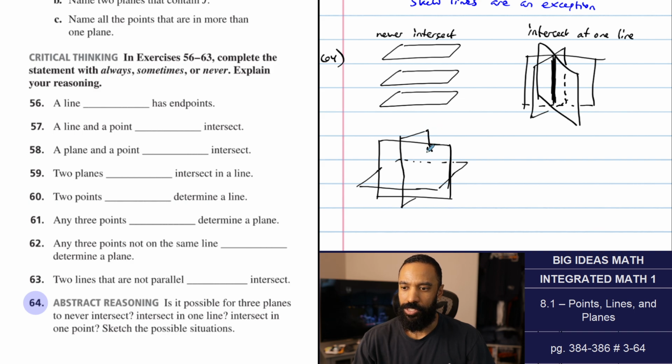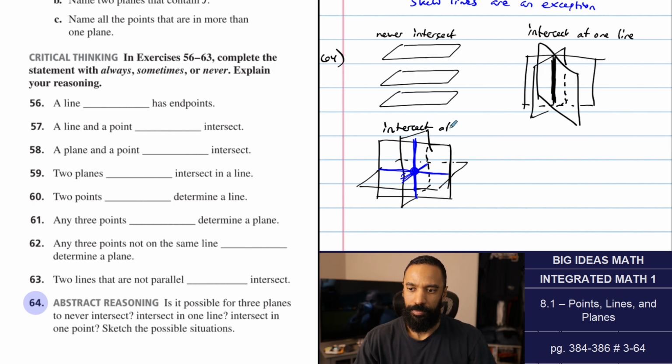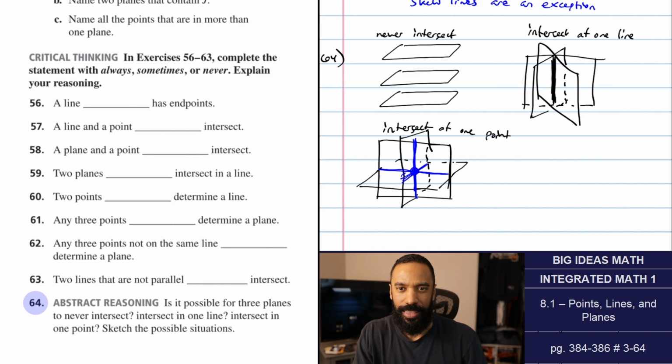Now all 3 of these, because here's the idea, right? They all have their sets of lines that intersect together. These 2 planes, this one and this one, intersect at this line. These 2 planes here, this one and this one, intersect at this line. And then these 2 planes here, this one and this one, intersect at this line here. So 3 lines are intersecting at one point. Boom, like that. So planes intersect at one point. All right, that's kind of what I'm going to do with that. That's abstract reasoning, yo. And that's it.